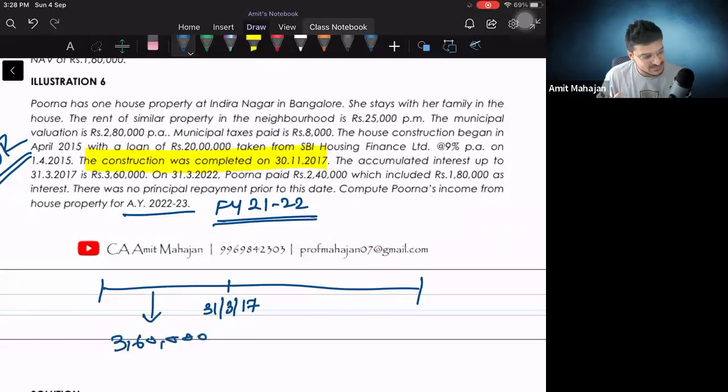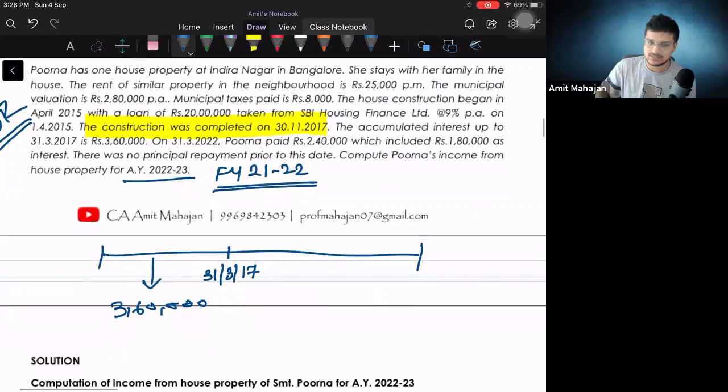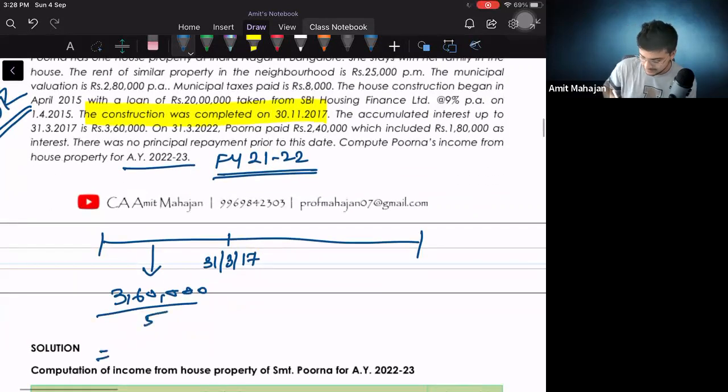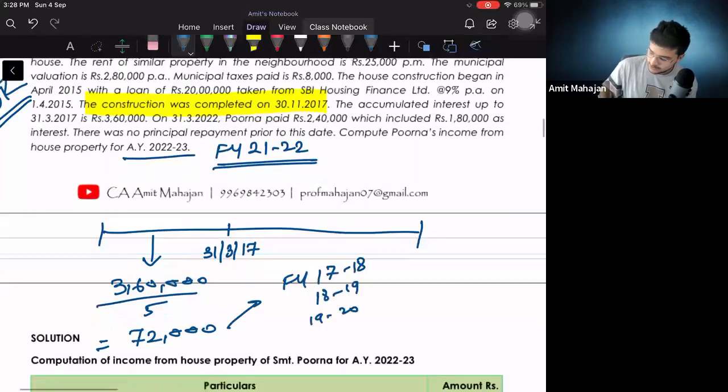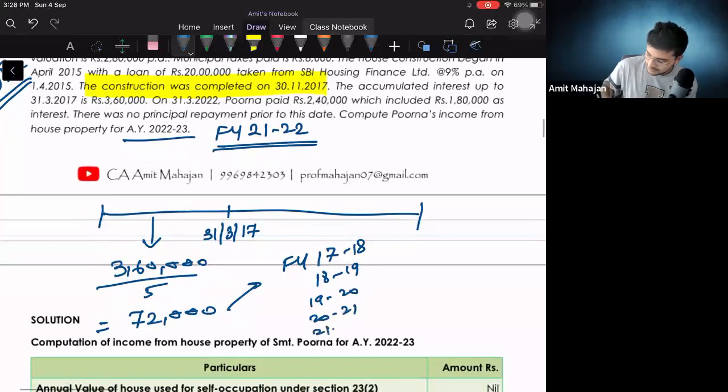Right. So what will I do with this pre-construction interest? Will I get it in financial year 17-18? No, I will get it in 5 equal installments. Dividing by 5, how much will it be? 72,000. I will get 72,000 in financial year 17-18, 18-19, 19-20, 20-21, and 21-22. Which is our financial year? 21-22. So can I say I will get a pre-construction interest deduction of 72,000?